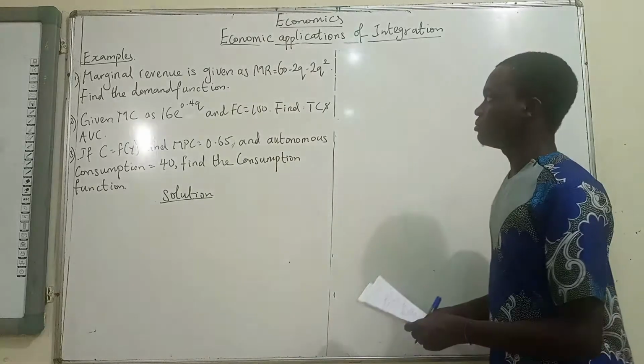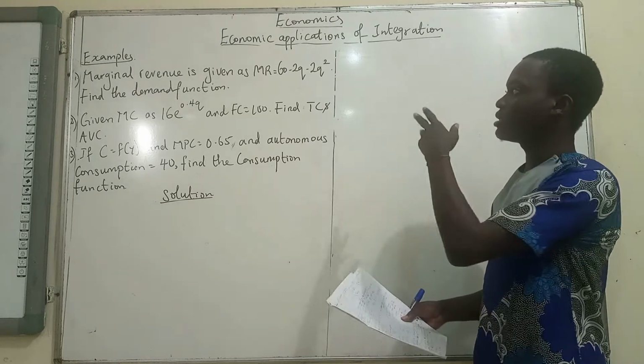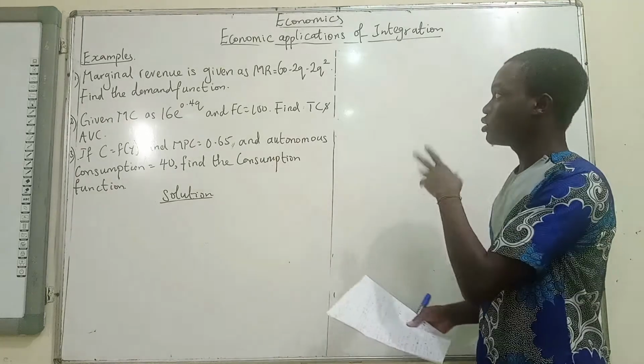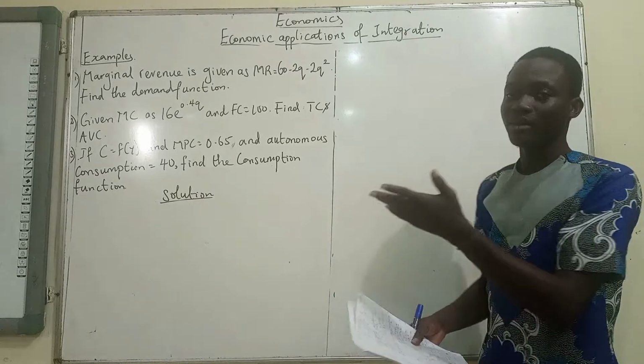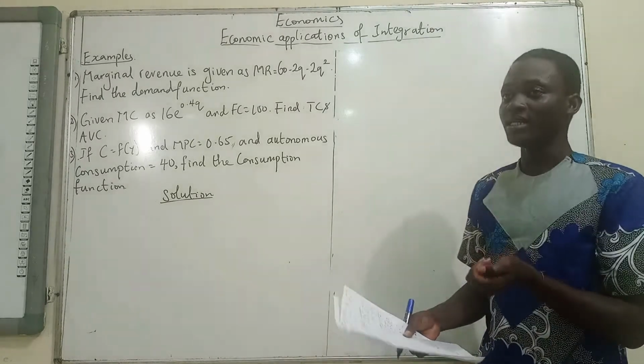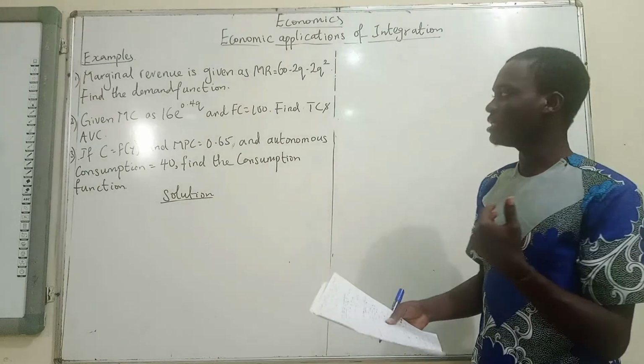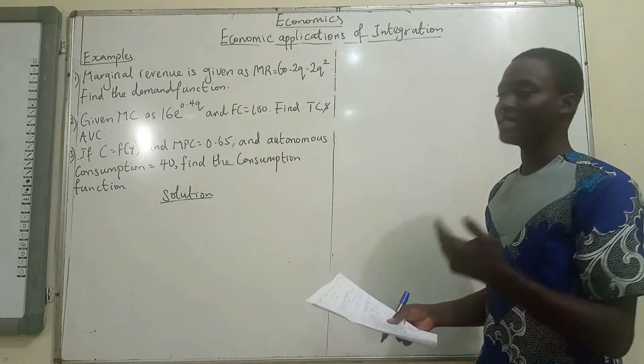Now we have 3 questions on the board. Question 1: marginal revenue is given as MR equals 60 minus 2Q minus 2Q squared, and we have to find the demand function. Question 2: given MC as 16e raised to power 0.4Q, and FC is 100, find TC and AVC.